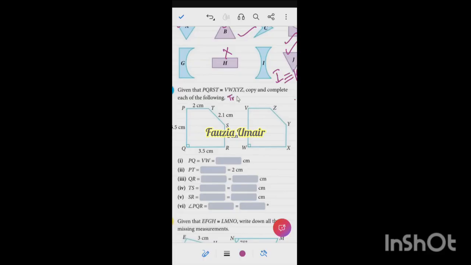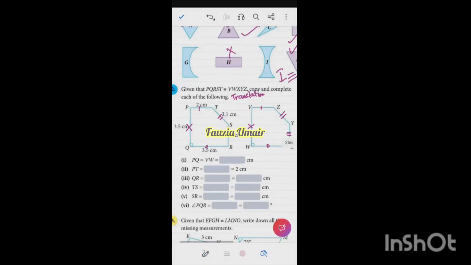Translation. It is translation. Simply, the figure is picked up from here and placed here. So this PT is the corresponding side of this. This side is corresponding to this side. Now SR is corresponding to WX. Exactly these four sides. Now this side is corresponding to this side, and this side is corresponding to this side. It is exactly a translation, right? So all the corresponding sides are written.